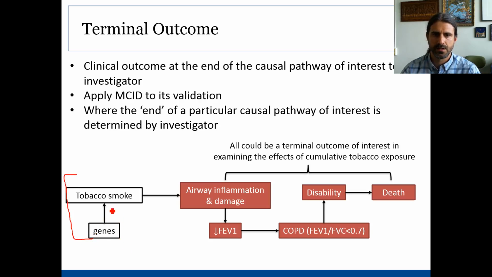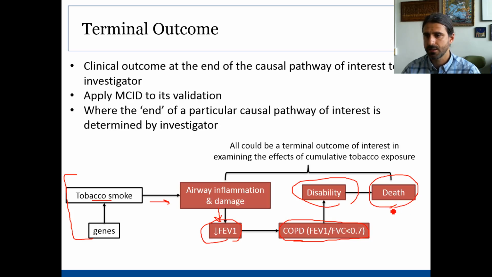We have genes, exposure to tobacco smoke, which leads to airway inflammation, which can lead to decrements in measurements of lung function. That's an FEV1. If you continue to expose yourself long enough, and you have the right susceptibilities, you could potentially develop COPD, which can lead to disability and even COPD-related death.